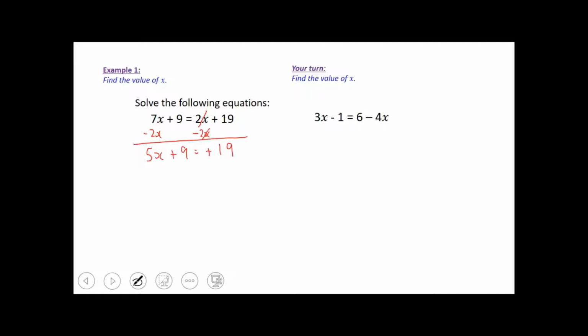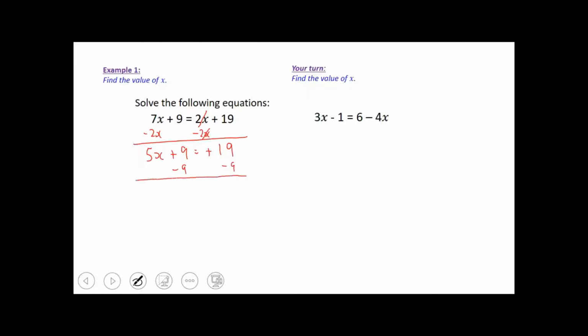Now we have to have the letters on one side and the numbers on the other side. This time the 5 and x, which is 5 times x, can stay together for the time being. We need to get rid of the positive 9. Now we need to remember the inverse operation of positive 9, which is going to be a negative 9. So you do minus 9 on one side, and you must do it on the other side as well.